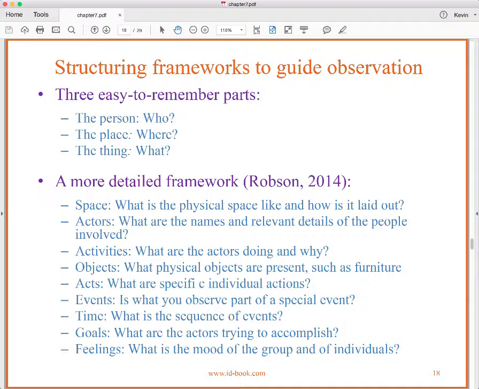So we want to have an expectation of what we're going to do. We're going to make sure that we have some kind of framework for recording the data that we observe, and it's probably going to be at least as complex as the simple one that we suggest here, and probably no more complex than the one that we see on the bottom of the slide.